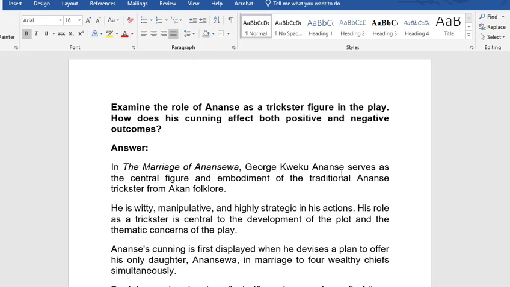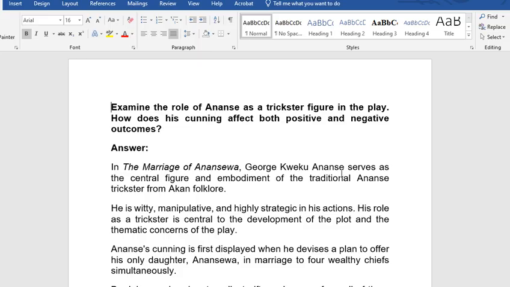The question here says, examine the role of Ananse as a trickster figure in the play. How does his cunning affect both positive and negative outcomes? Now, the first thing we are going to do here is just to analyze the question. We make sure we understand the question very well. We need to understand what we are expected to do in answering this question according to the guidelines of WAEC.